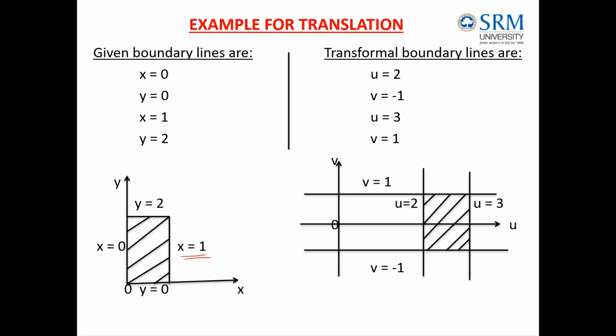And then the image of this rectangular region is u equal to 2, draw that u equal to 2 line which is parallel to the v axis, then v equal to minus 1 parallel to the u axis, likewise u equal to 3 and v equal to 1. So we are getting a rectangular region here, and if you see the image, it is moved from the origin to somewhere else.